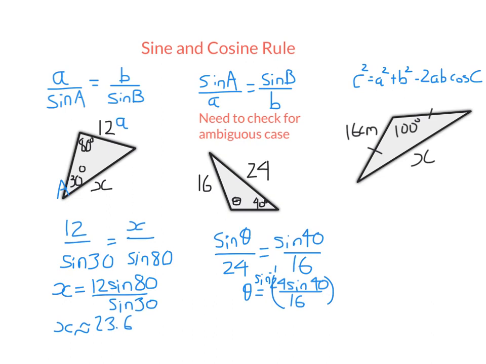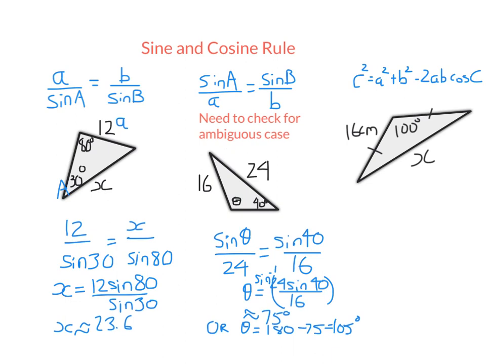Putting this on my calculator, I get one possible angle, about 75 degrees, to the nearest degree. So that's one possibility. The other possibility is that theta equals 180 minus that first answer that I got, which is 105 degrees. So in this particular triangle, the angle opposite the 24 side could be 75 degrees. It could also be 105 degrees.